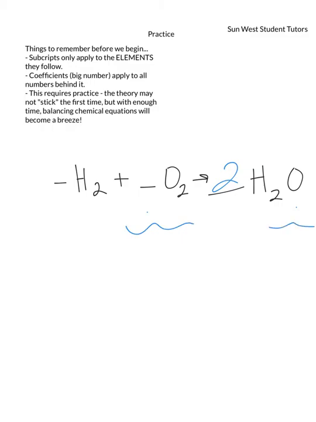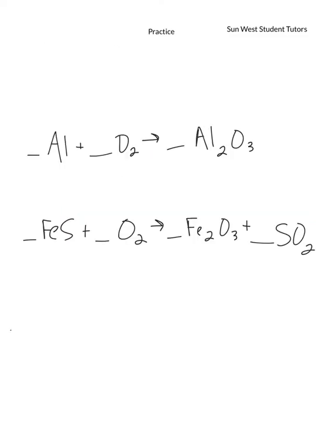However, our hydrogens are now imbalanced. Over here, we would have 4. Over here, we would have 2. So let's add a 2 here. And let's verify. So 2 times 2 is 4, so that gives us 4 hydrogens here, plus 1 times 2 equals 2 oxygens over here, yields 4 hydrogen and 2 oxygen.